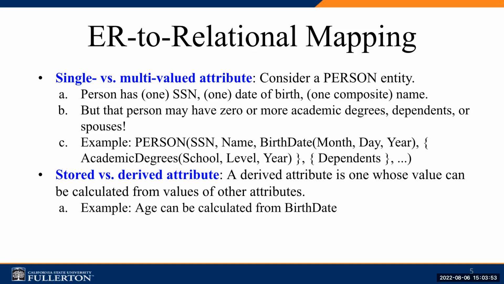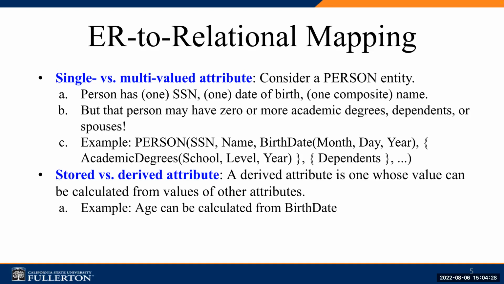Next, let's talk about single versus multi-valued attributes. Now, if you consider the person entity for this slide, the idea is that a person has a single SSN, one date of birth, and one composite name, hence single-valued attributes. Now, a person can have one, zero, or more academic degrees. Same thing for dependents or for spouses, hence the term multi-valued attributes.